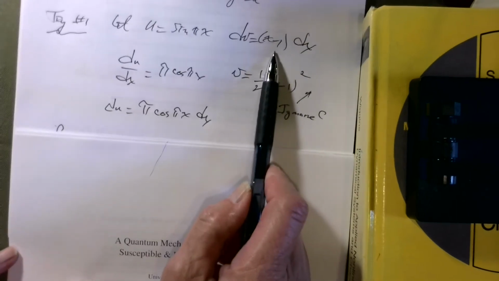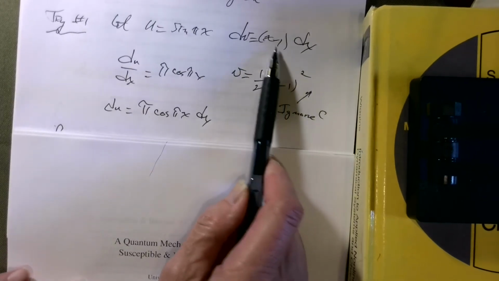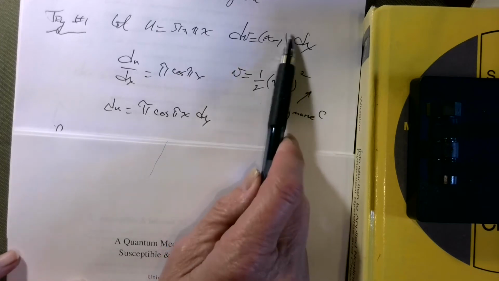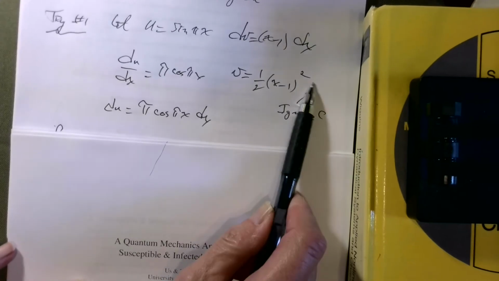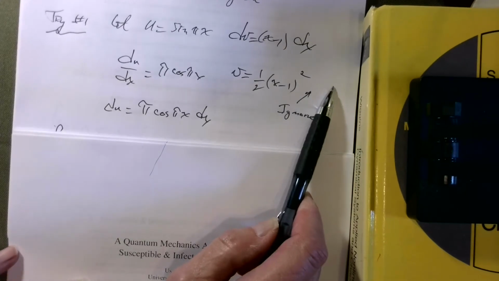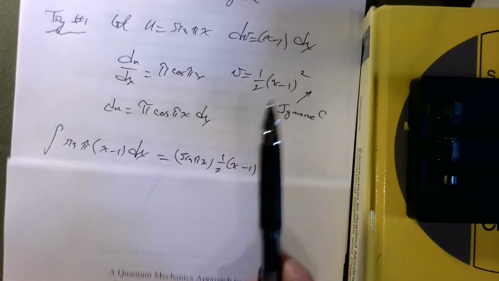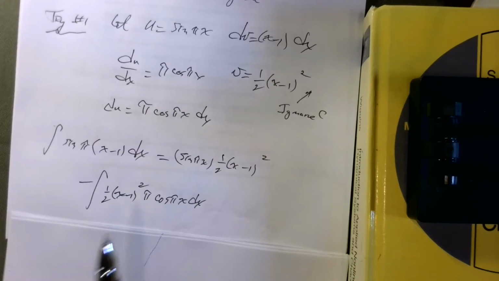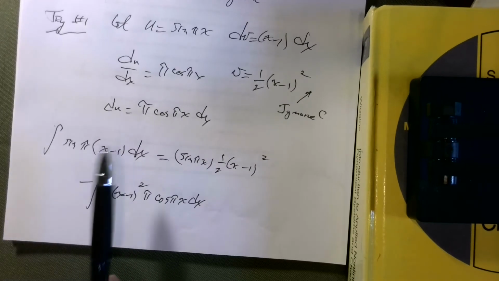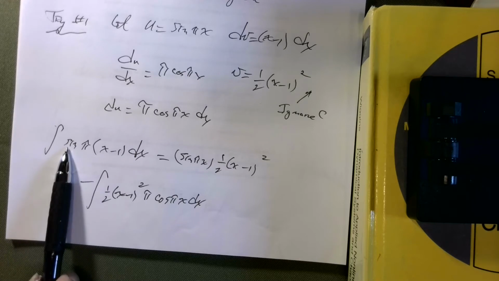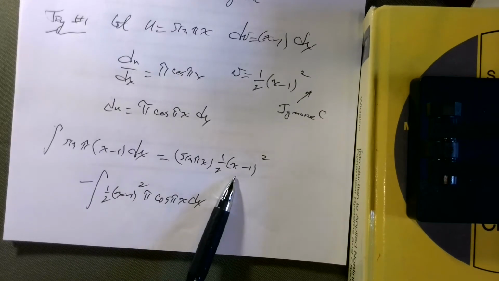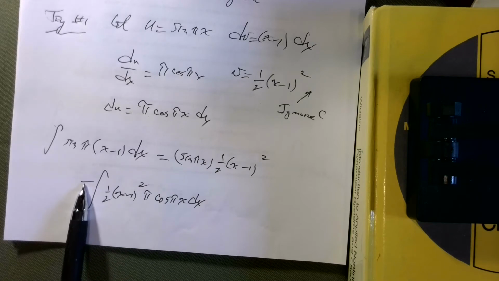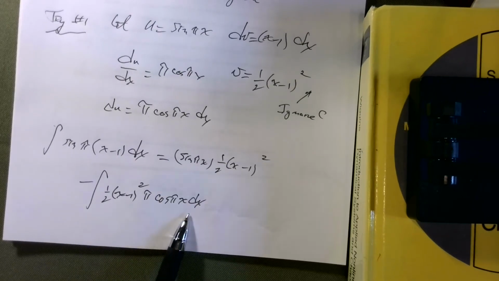And if this is my dv, then by the chain rule, this is u to the power 1. So then this becomes 1/2 u to the power 2. Forget the constant of integration. And so now what we've got is the following. So we started out with this. Here's our u, here's our dv, minus our v and my du.